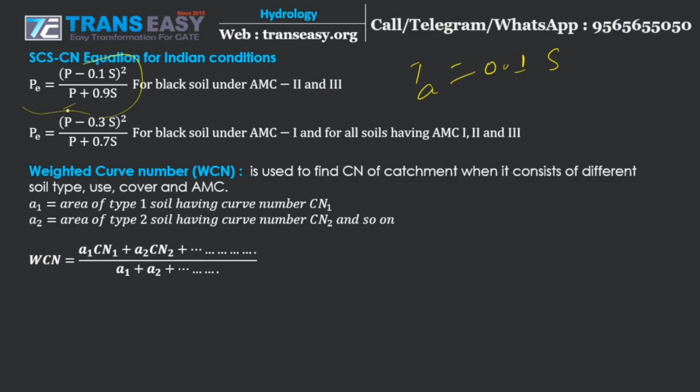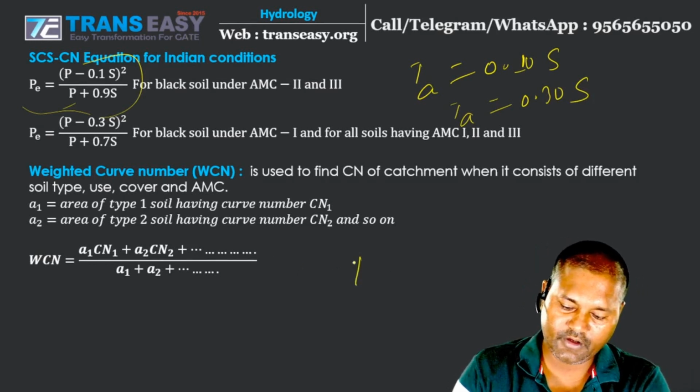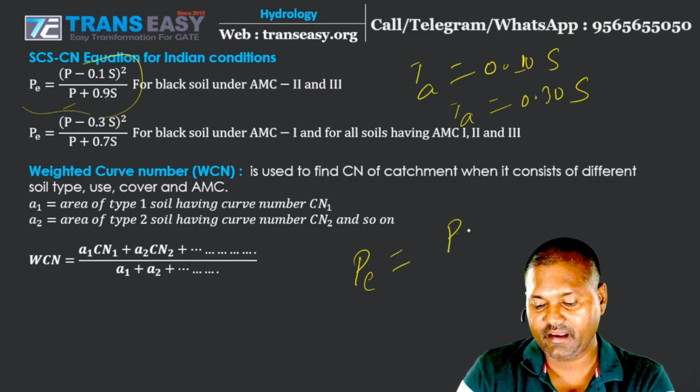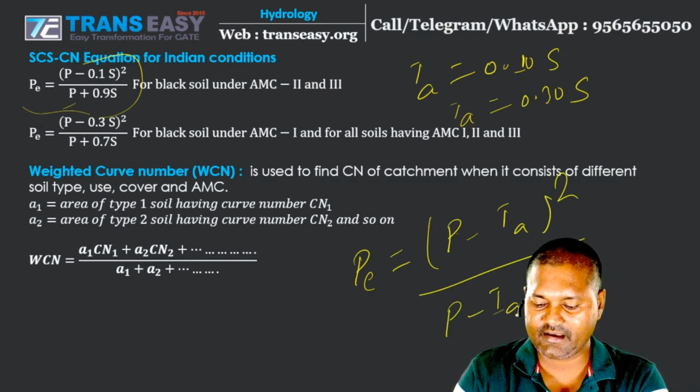For black soil under AMC condition 1, and for all soil having AMC 1, 2, 3, remaining other soils of any moisture condition, we take IA as 30% of potential maximum retention. बाकी आपका फॉर्मूला मॉडिफाई हो जाए, बिकॉज we know Q is P minus IA whole square upon P minus IA plus S.